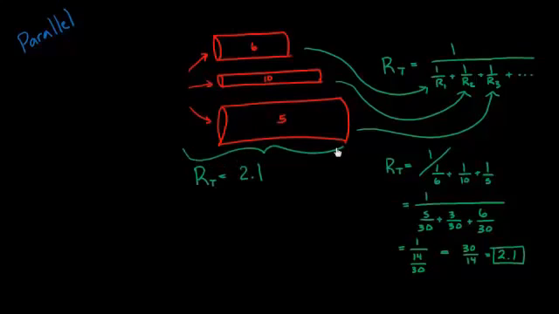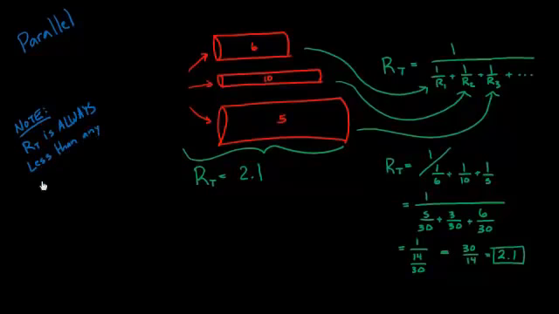Pretty interesting. And I want you to realize that the resistance in total is actually less than any component part. So unlike before, where we said that the total resistance is greater than any component, here an interesting feature is that total resistance is always less than any component. So pretty cool set of rules that we can go forward with.